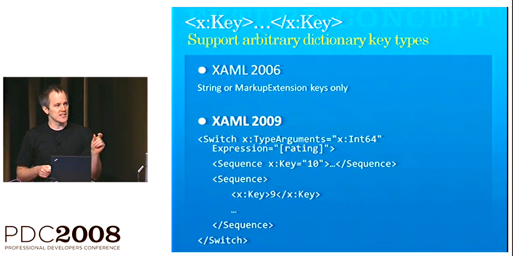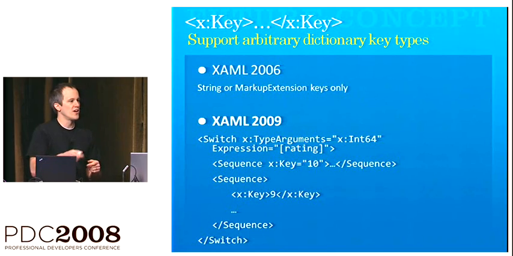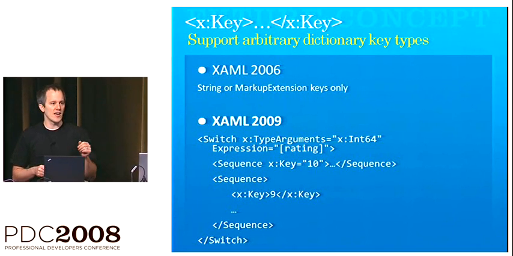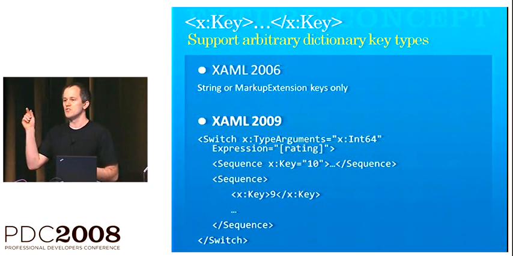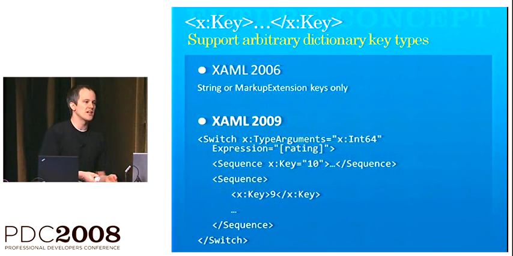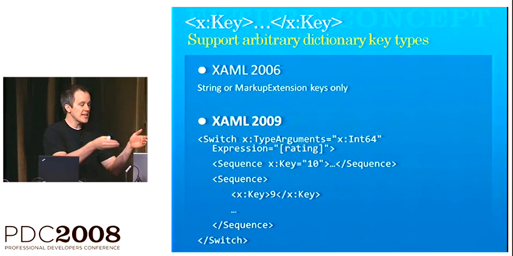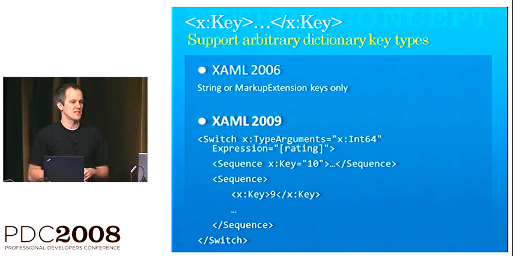The cases for this switch statement are simply modeled using the key values of dictionary entries. So in the first case statement, the case is for 10. Now in XAML 2006, that 10 value would have been treated as a string. In XAML 2009, it will be correctly treated as an integer. In the second case, I can actually specify the key in element syntax. So I can put an arbitrary object as my dictionary key.